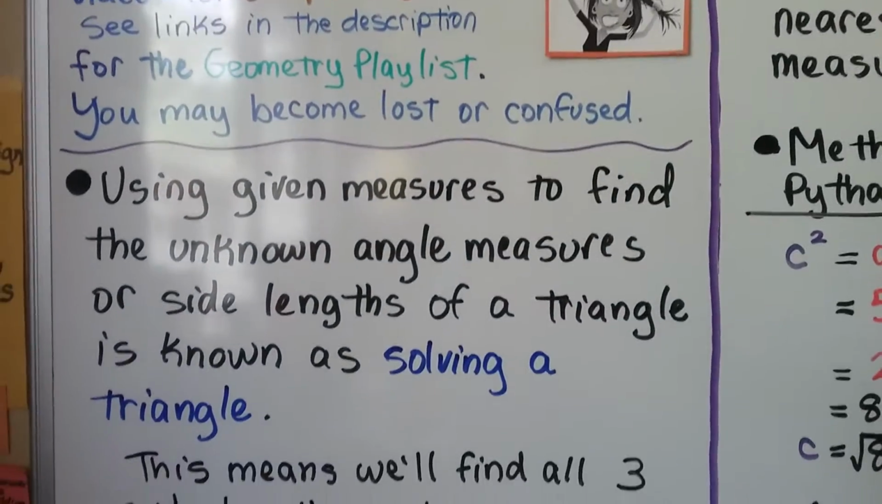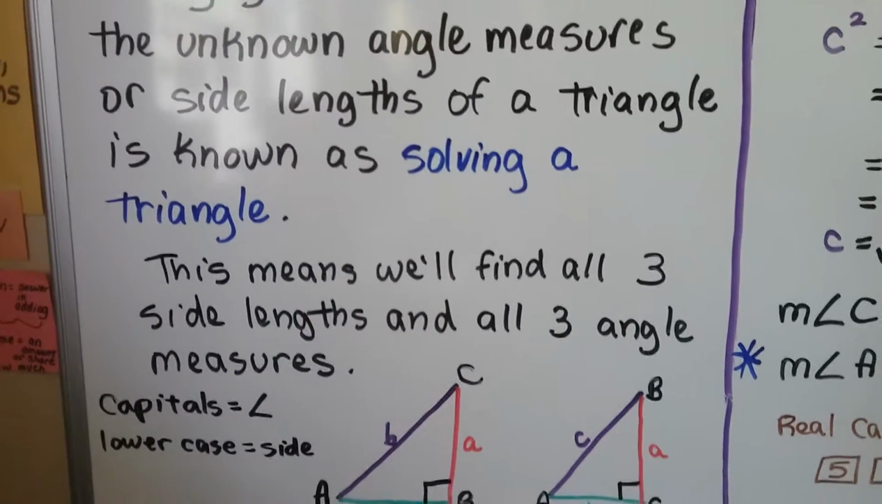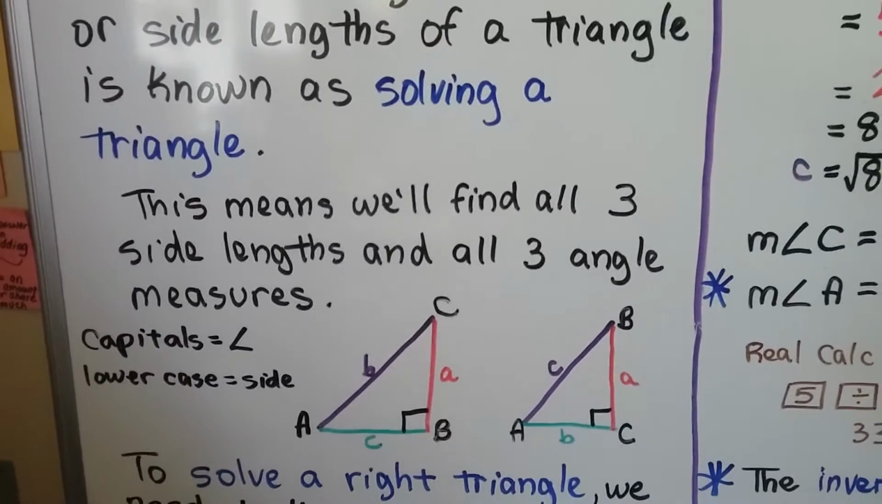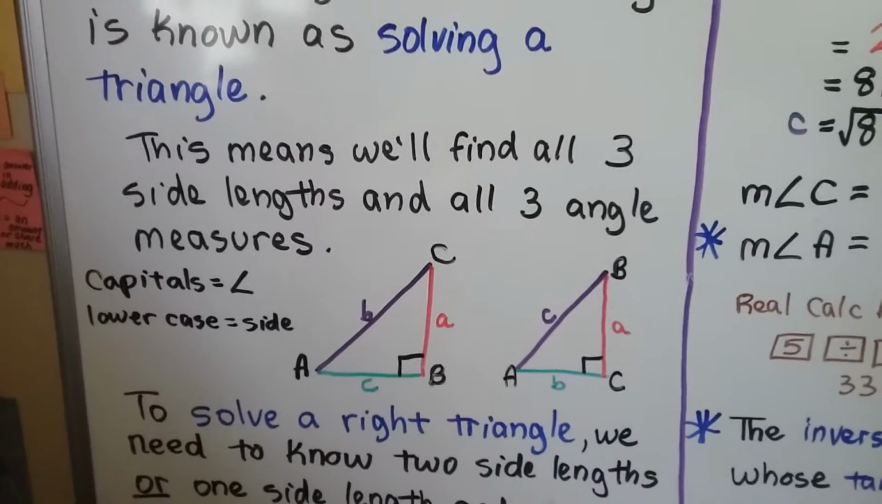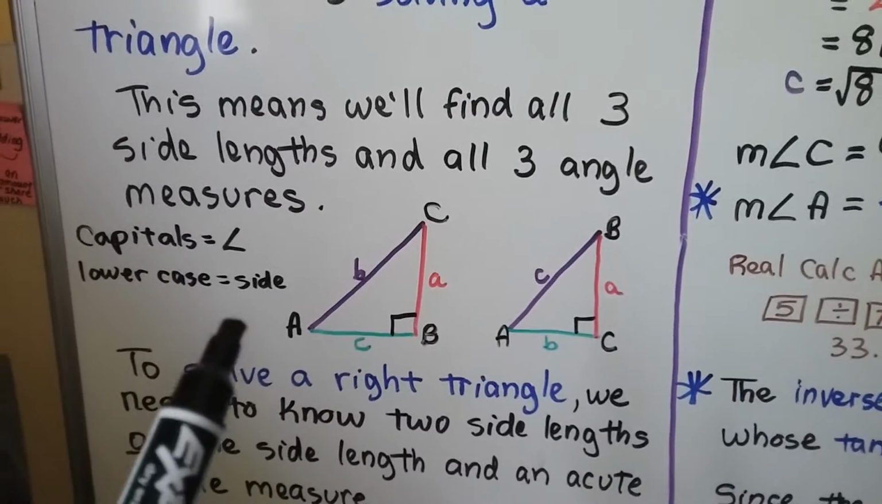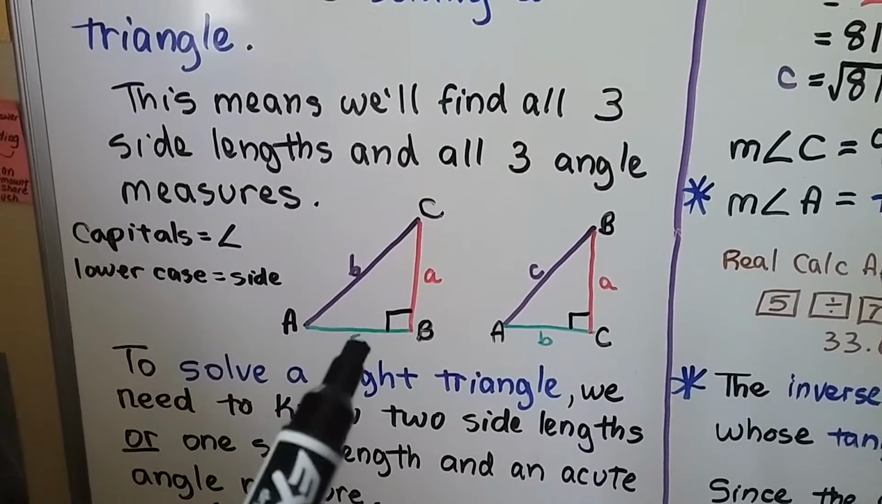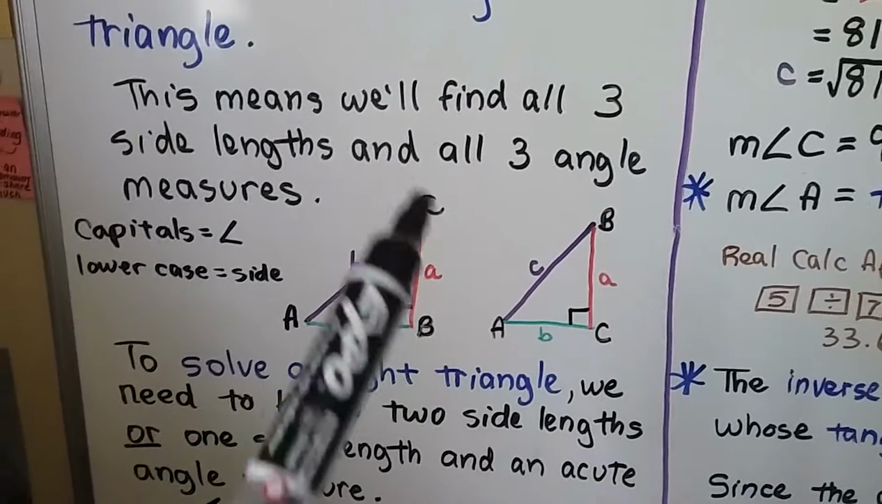Using given measures to find the unknown angle measures or side lengths of a triangle is known as solving a triangle. And this means we'll find all three side lengths and all three angle measures. Now I want you to remember that angles are labeled with capital letters and sides are labeled with lowercase letters. And it doesn't matter where they're located.